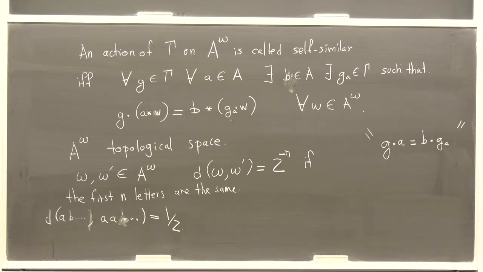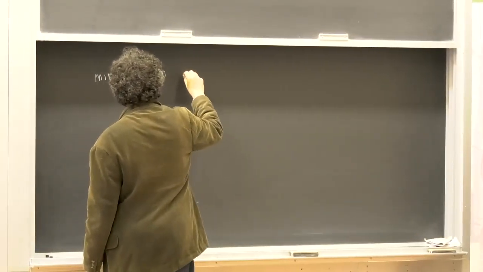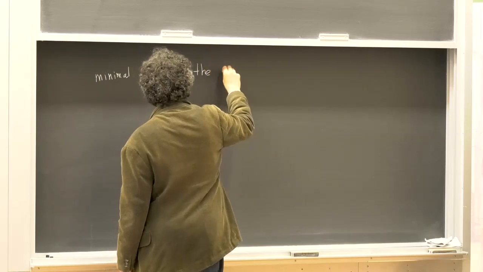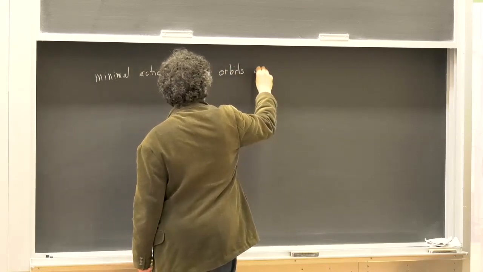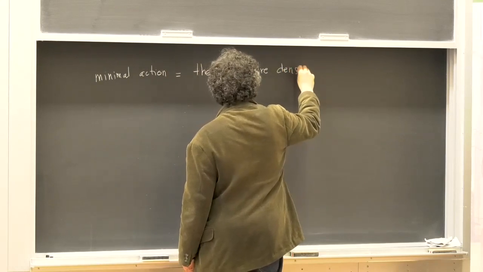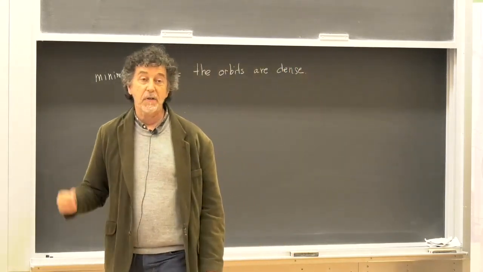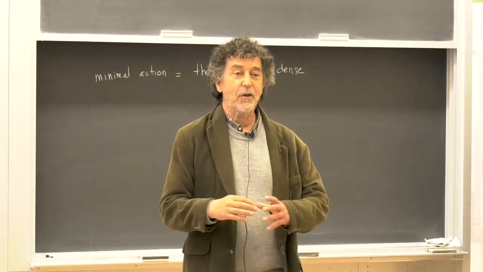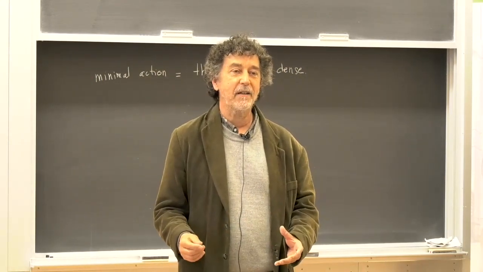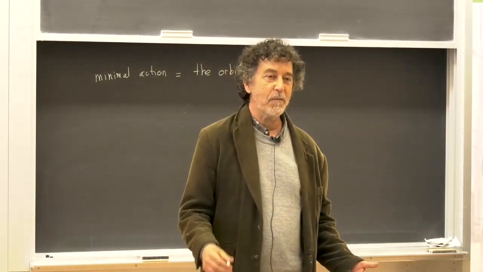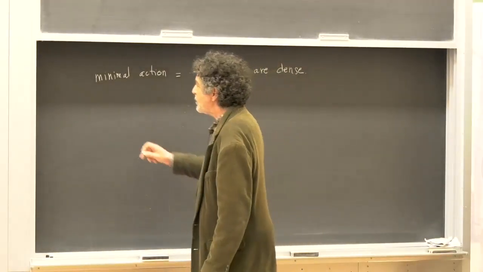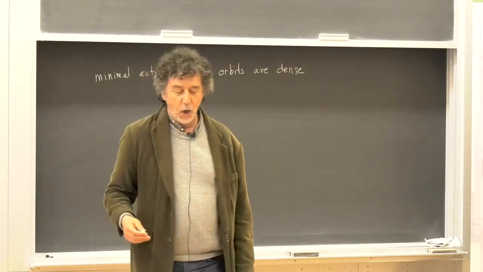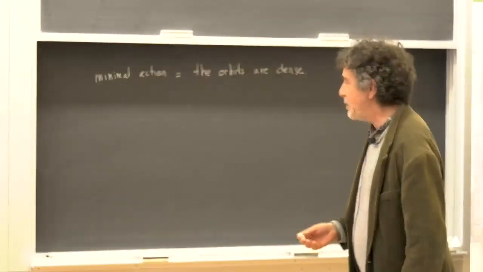And so a minimal action means that the orbits are dense. For example, you can say all orbits are dense, but because it's an ultrametric, not an ordinary metric, if one orbit is dense, all orbits are dense. So it's really not a problem. Okay. So now we know the main notion of symbolic dynamics for groups.